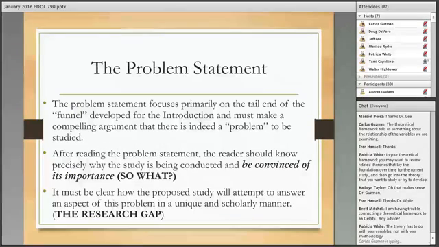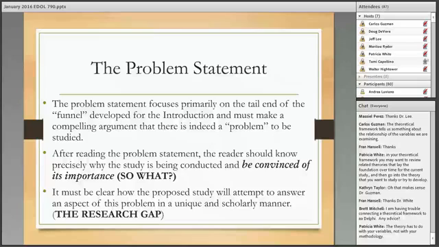Okay, problem statement. And again, you won't have your problem statement due for a little while, but honestly, if you can't make a convincing case that there's a problem, then you won't have a study. So again, start thinking about this now. But as you build that funnel, also think about it as, at the tail end, you're building the argument for the study. So there has to be a problem.